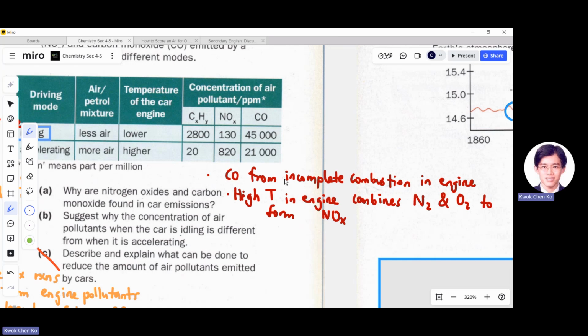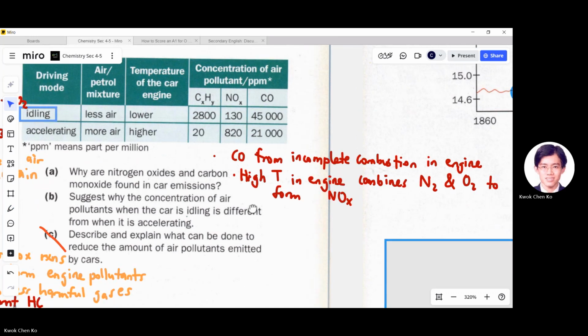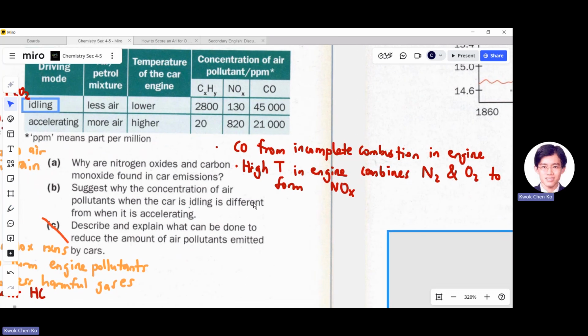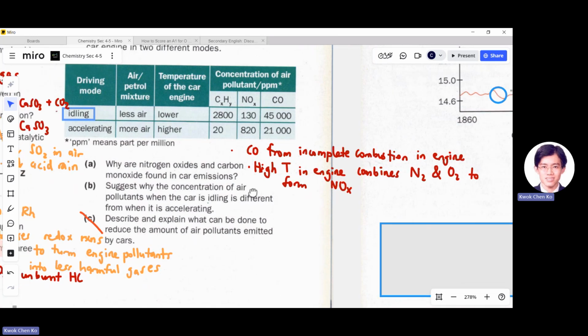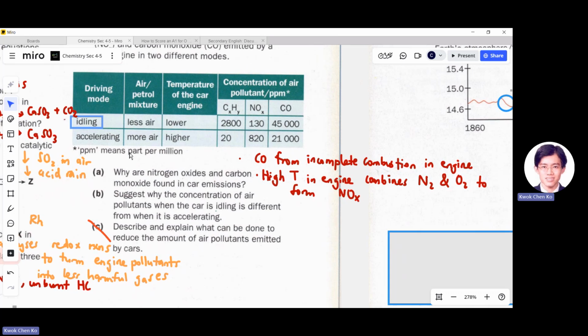You need that high temperature. Otherwise, you have nitrogen oxides all over, even in our room right now. This one is not easy, but I expect it to be a common question if it comes up. Why is the concentration of air pollutants different between idling and accelerating? For starters, do you know what idling is? That means your engine is running, but your car is not moving.